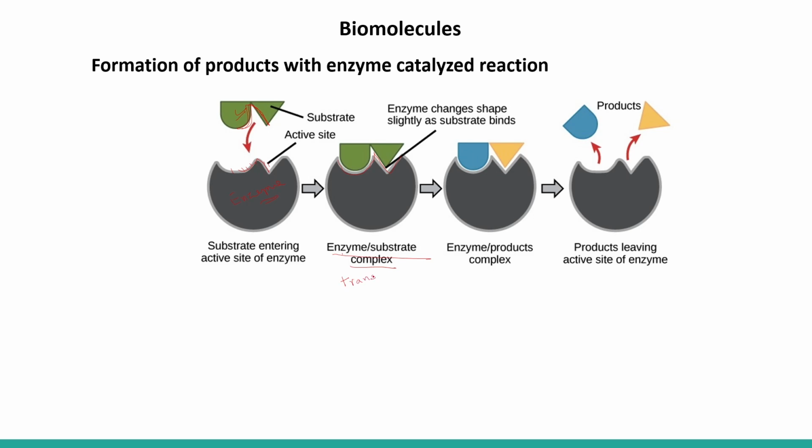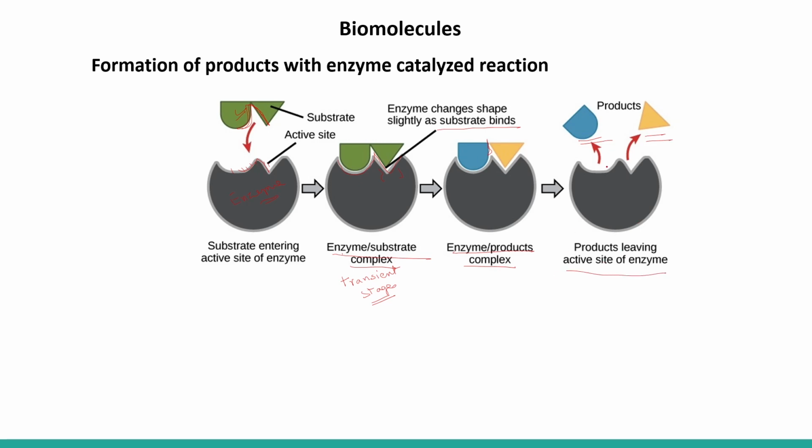This is the transient stage. So the enzyme changes shape slightly as a substrate binds. As the substrate binds to these active sites, the enzyme starts changing its shape, and due to this change of shape, bonds are broken in the substrate. So here you can see the enzyme-products complex. Now the bonds are broken and the two products have been formed. So the products leave the active sites.